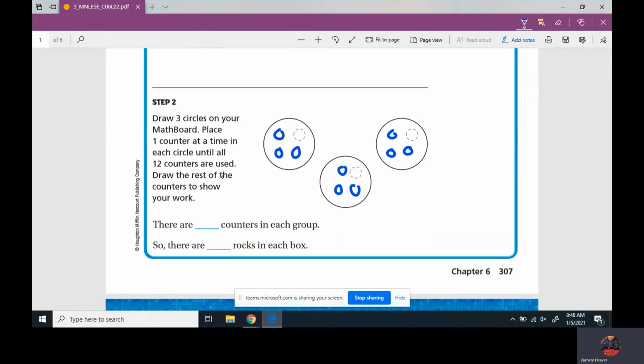Okay, if we multiplied, we'd have 3 groups with 4, 4, and 4. So it would be 3 times 4 equals 12. But we're dividing, okay? So basically it's how many are in each box. There are 4 counters in each group, so there are 4 rocks in each box. It can be like this, actually, 4 times 3. And remember, 12 divided by 3 equals 4.